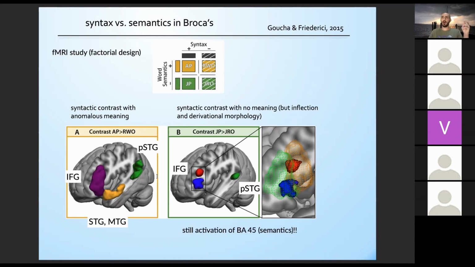So they were like, okay, we really wanted to find the pure activation of syntax. But we still have BA45. So why is this the case? If they assume that pure syntactic composition is in BA44, why did they get this? So either they were wrong, or there was some semantic information that was still present in these conditions, right? Now, my question for you is, what is this kind of semantic information? What do you think in these conditions could carry some semantic information, even in the Jabberwocky prose? Do you have any idea based on what I told you?